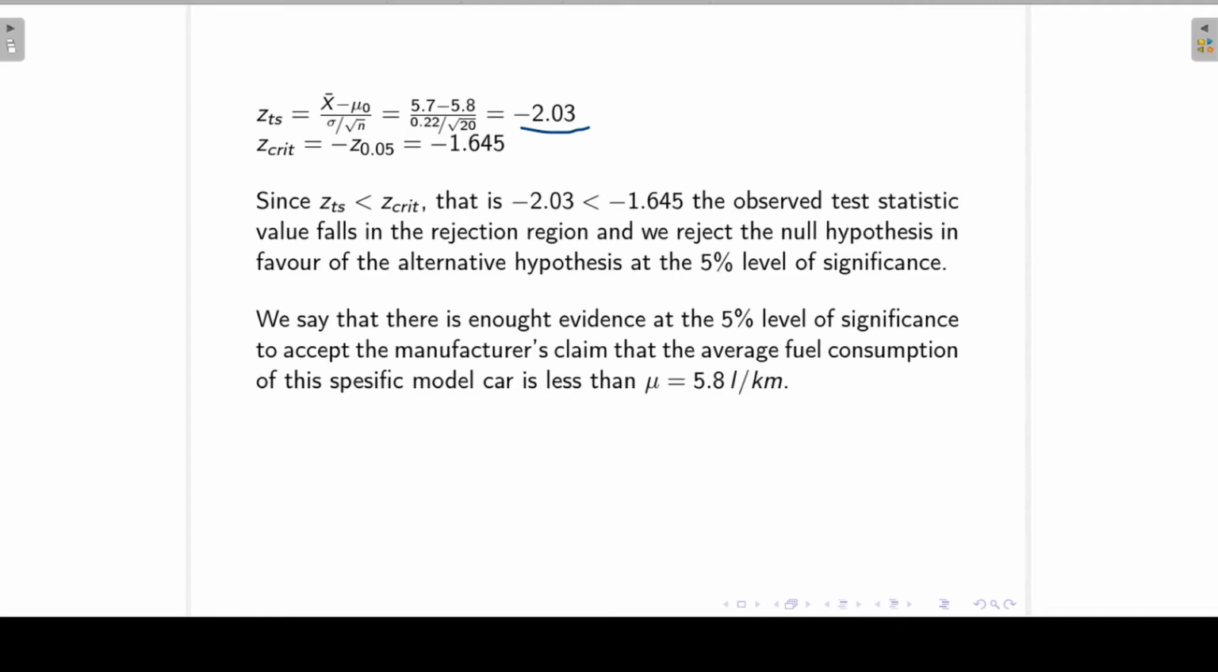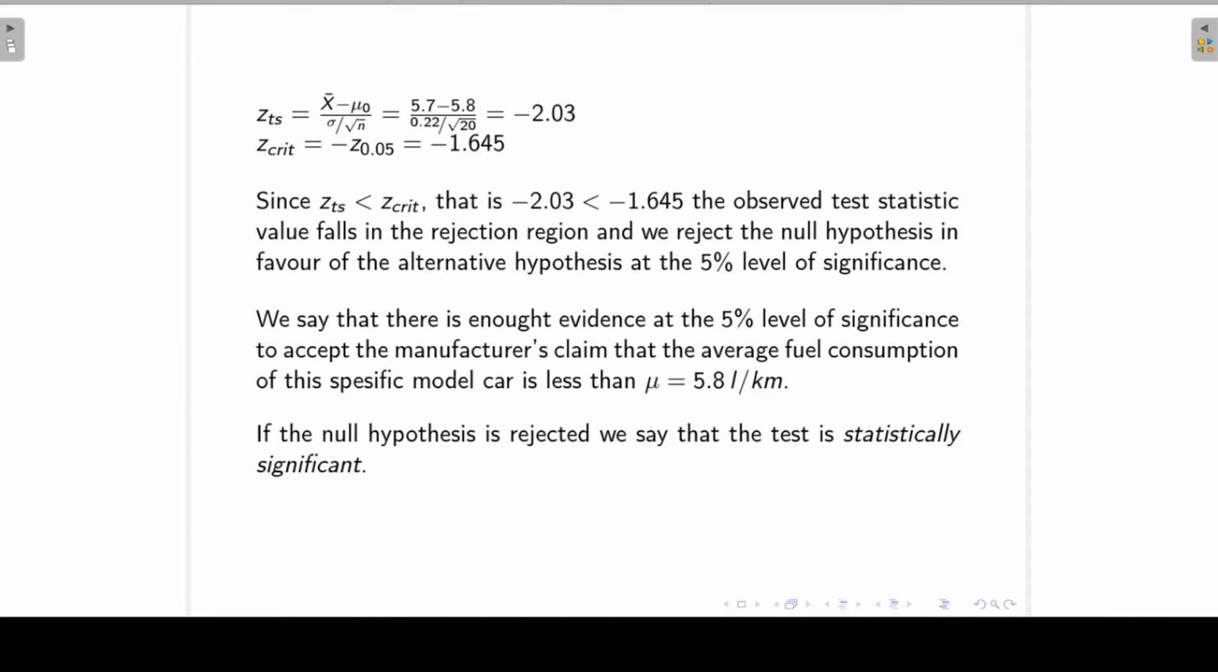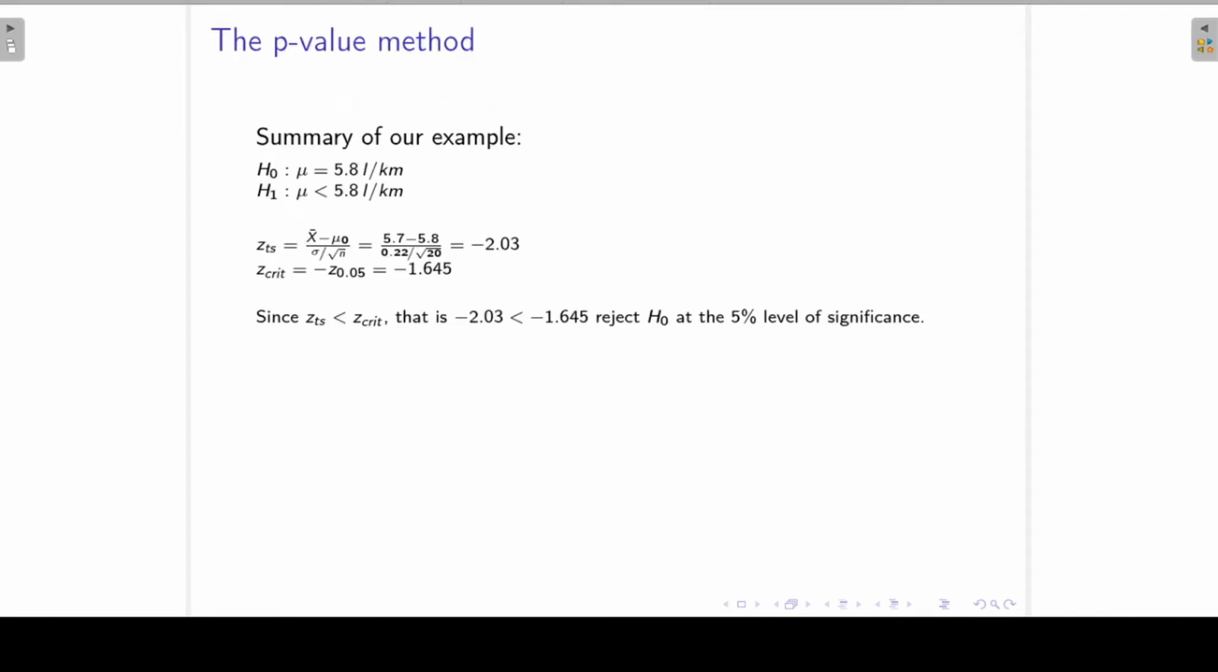So in this lecture, I'm going to continue with this example, and we are going to look at a different approach to decide whether to reject or not reject the null hypothesis. And you will see how these two approaches are actually the same thing. This approach is called the p-value method.